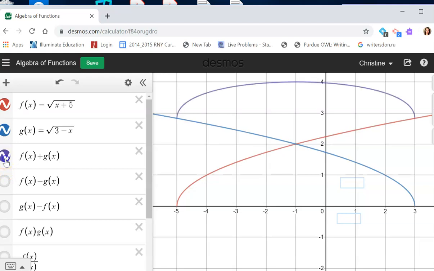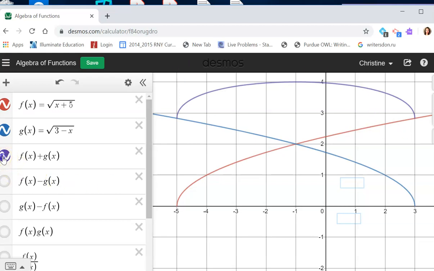So watch. Look at my new graph. This is the graph, my new graph, of the f of x plus the g of x. Notice where the new graph lives. It only exists in the domain that the two individual functions share or intersect. Do you see that?